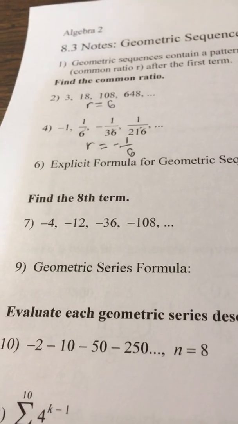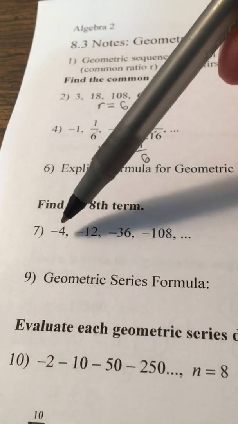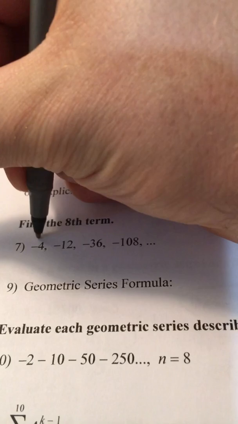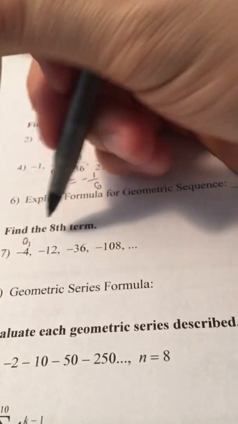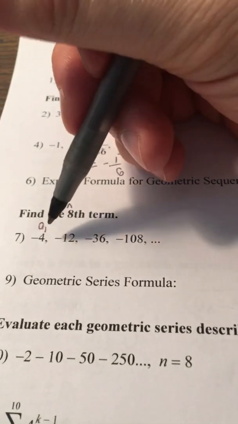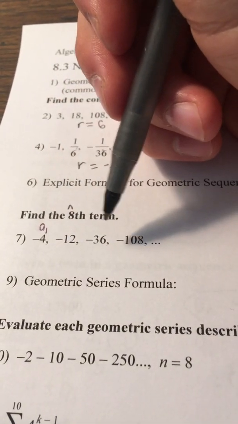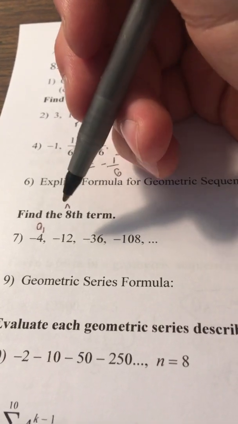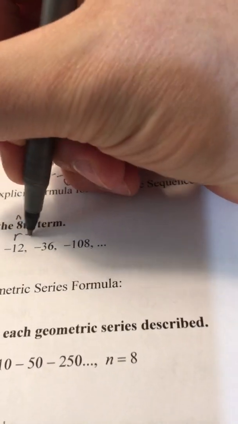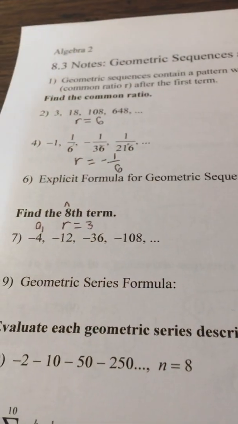Okay, so next we're going to find the 8th term using that formula. In number 7, I could tell A1 is negative 4. N is going to be 8 because that's the 8th term I'm looking for. And then what's R in this problem? What is it multiplying by? Positive or negative 3? Multiplying by positive 3. R equals 3. Negative 4 times 3 gives you negative 12. Negative 12 times 3 gives you negative 36.